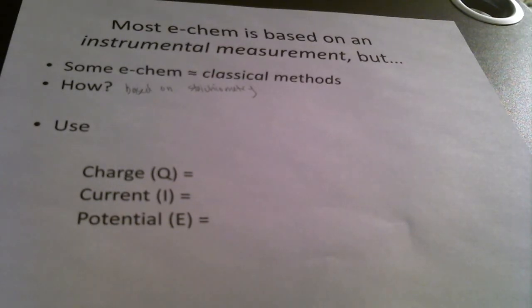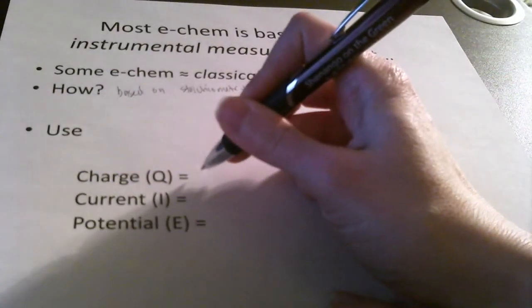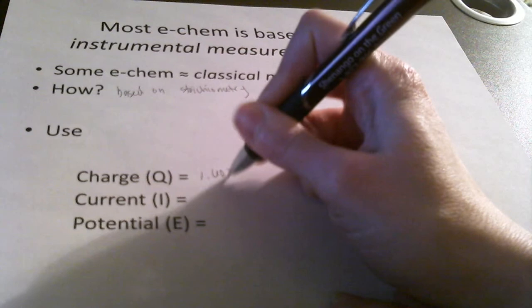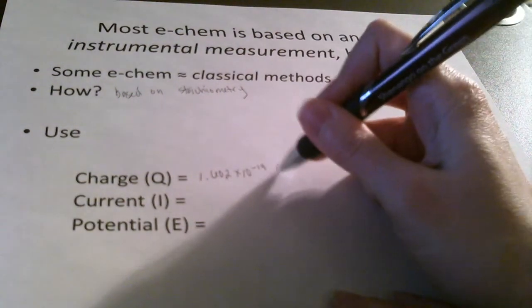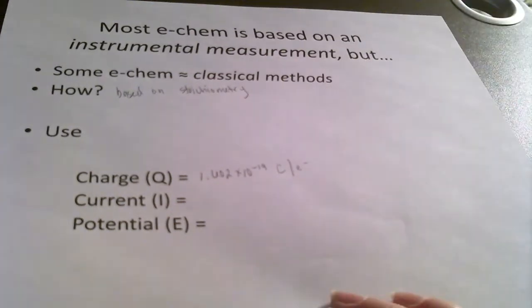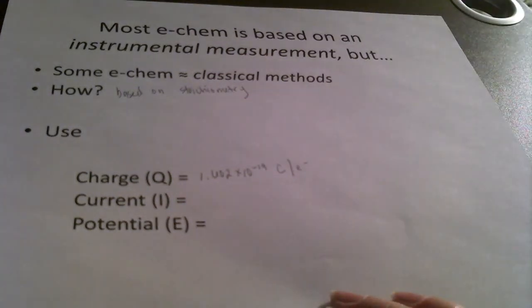And those three components are that we could look at the charge. So charge is 1.602 times 10 to the negative 19 coulombs per electron. So that represents the charge on one electron. So if you could count charge, you would know how many electrons are being transferred in this redox reaction.